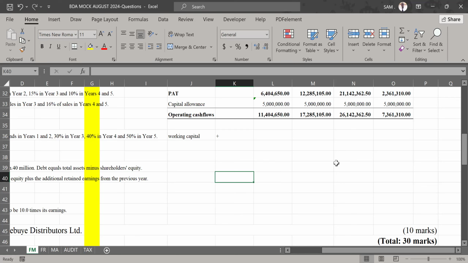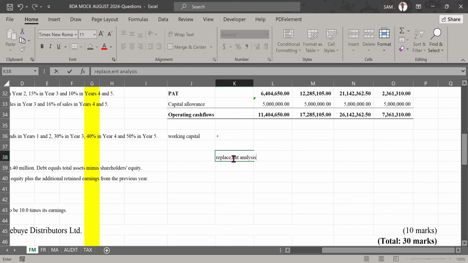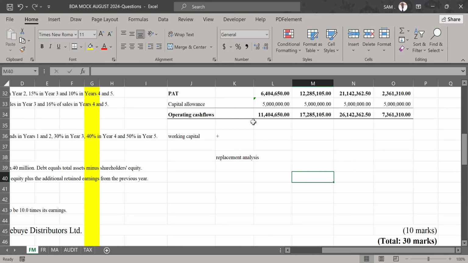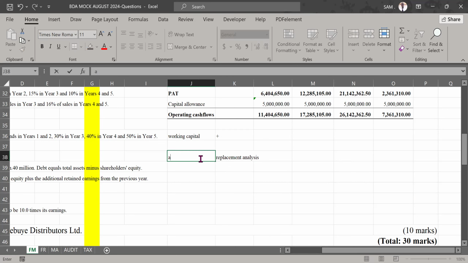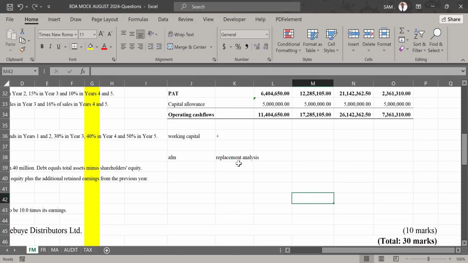And by the way, I have to look for a question that is talking about replacement analysis. Replacement analysis. You remember replacement analysis? This is something you did in FM. In replacement analysis, the working capital element is clearly coming up in such a question.